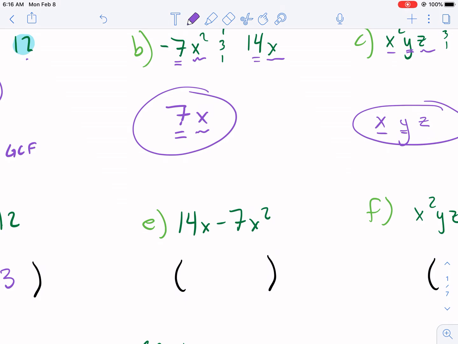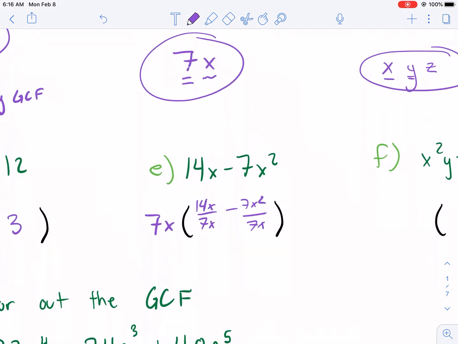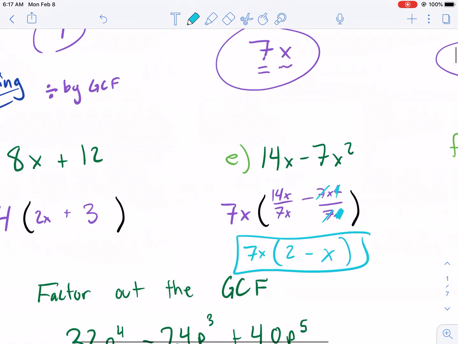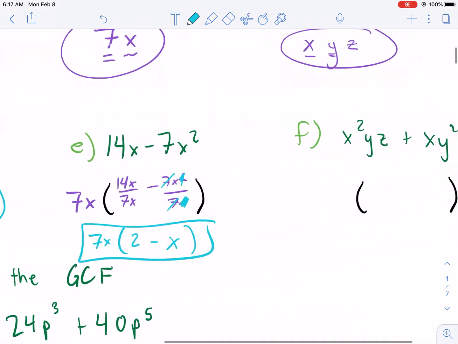So what we're going to do is put the 7x out in front, and then we divide 14x by 7x, and negative 7x squared by 7x. I'm going to write this below this time, just so you can see. 7x, and then we get 14x divided by 7x, and this is 2, minus, the 7s are going to cancel, and then we have one of the x's in the bottom cancel one of the x's in the top, and we get minus x. So we have 7x times the quantity 2 minus x, and that is our factored form.